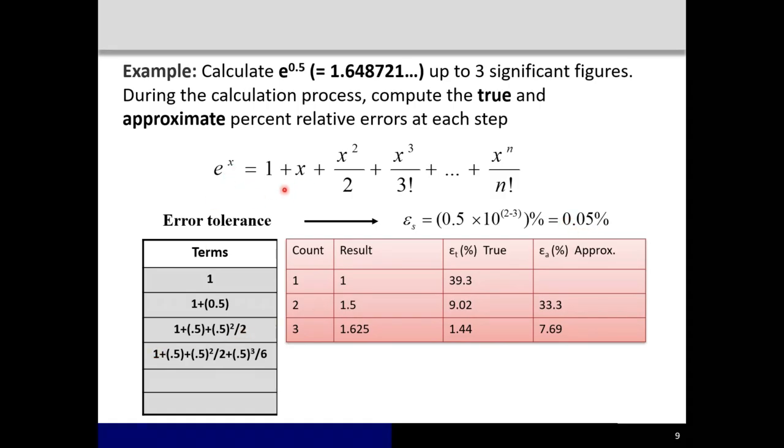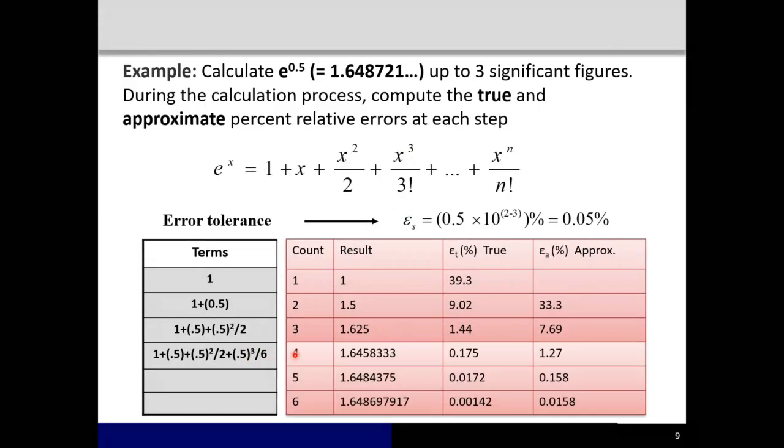So that's why I added the fourth term, 1 plus x squared by 2 plus x cubed by 3 factorial, which is 6. I get the fourth one. Don't concentrate on fifth and sixth. Let us concentrate on the fourth one. I get this 1.645833. The true error I got is 0.175.